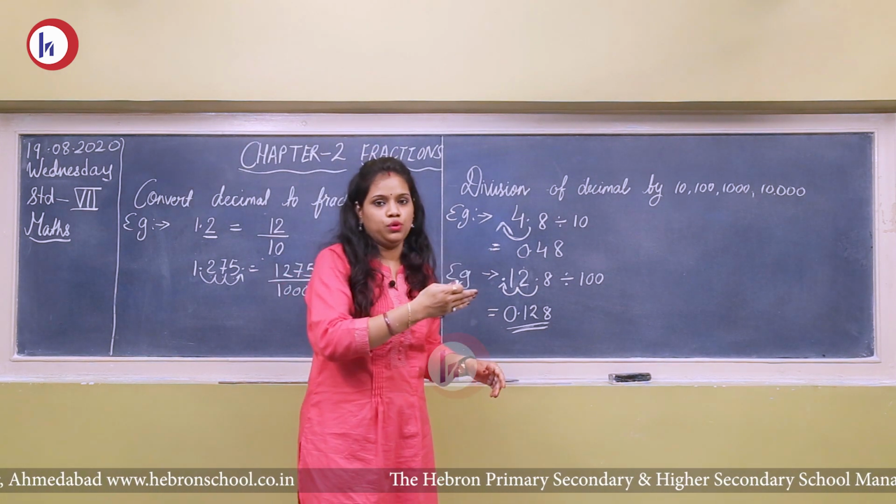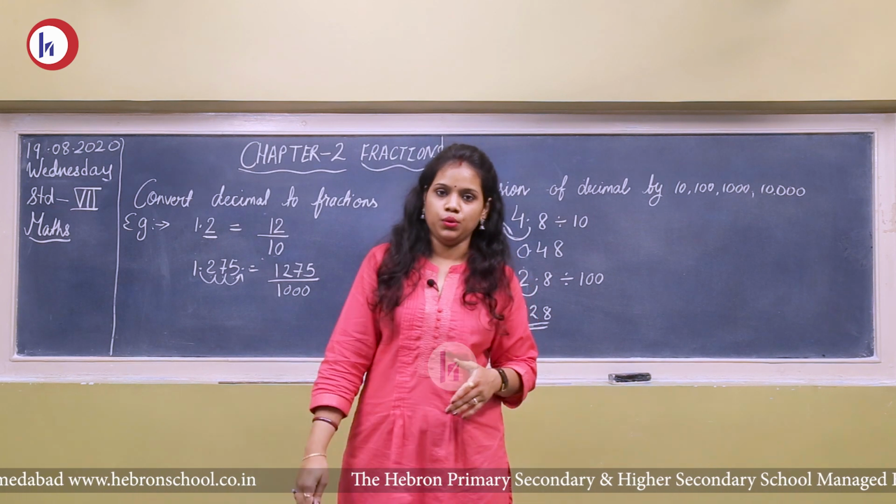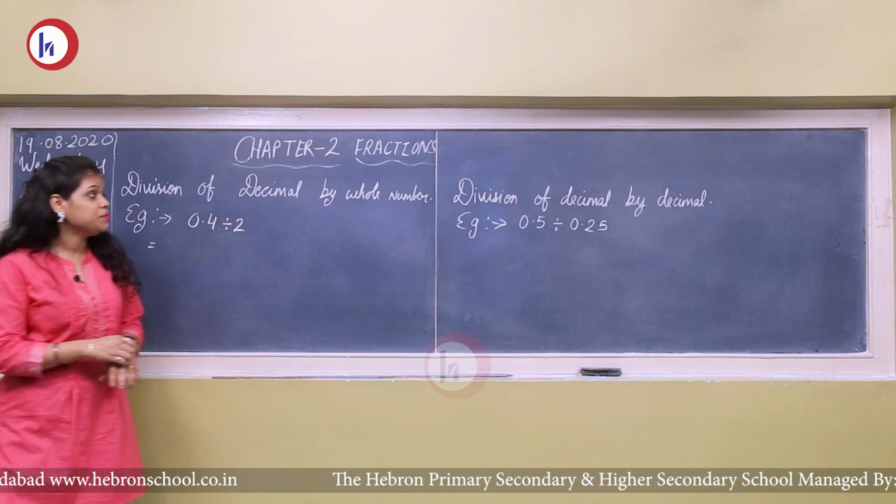And same way for 1000, 10,000, आपको zeros count कर लेने के, जितने zeros हैं उतना left में shift होगा. Multiplication में जितने zeros हैं उतना right side में shift होगा. So that is division of decimal numbers.